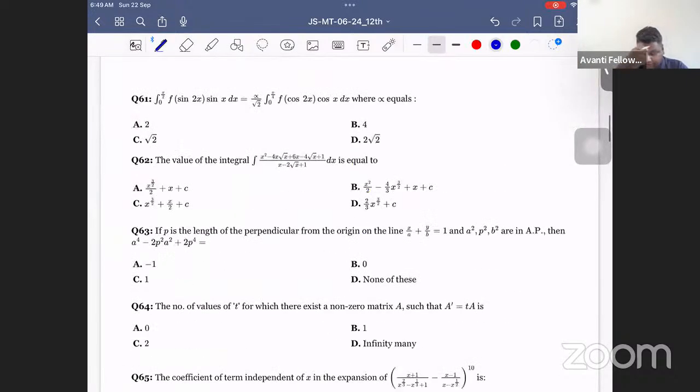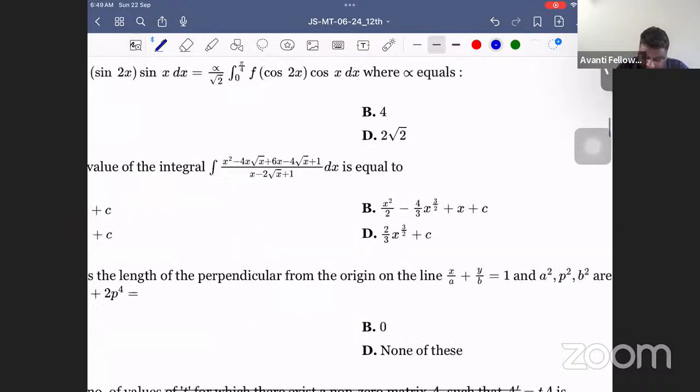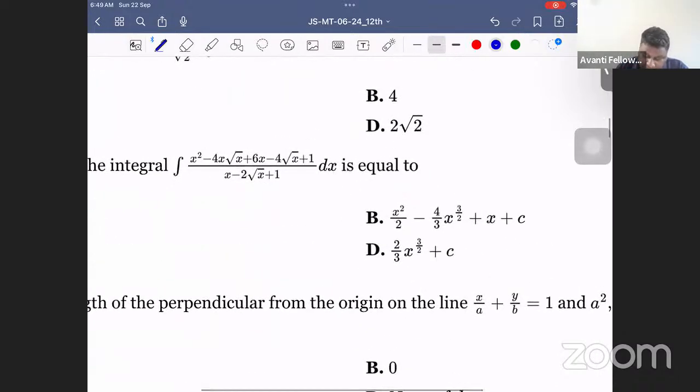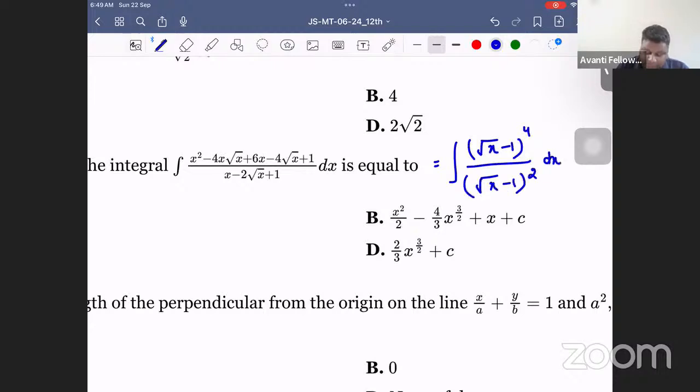Now, let's come to the second question. See, this is an easy treat. The question is this. If you see the numerator is basically under root x minus 1 whole to the power 4, and the denominator is root x minus 1 whole square dx. Now simply it is root x minus 1 whole square in the numerator. So you just expand it and integrate it.